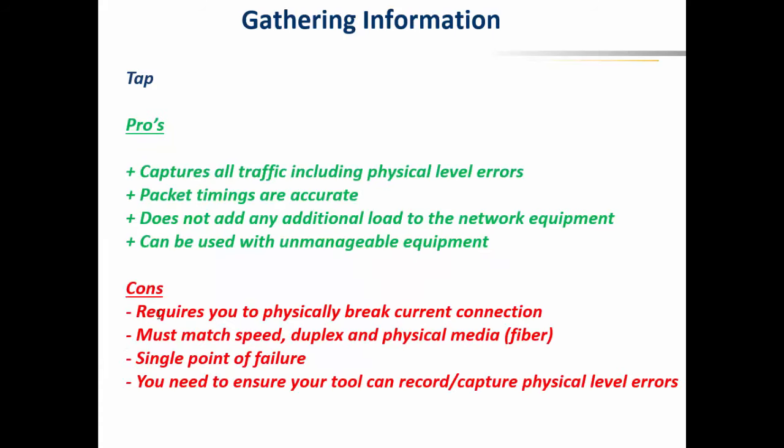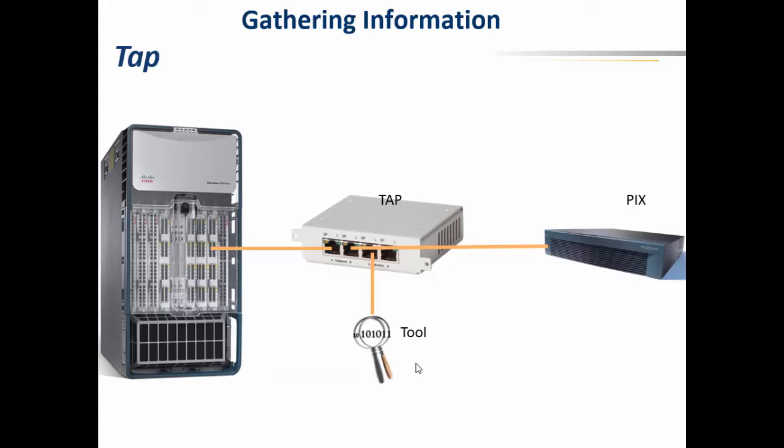On the negative side, it requires you to physically break that connection, which in some cases might not happen right away. You might have to schedule that during a maintenance window. You have to make sure you match speed, duplex, and physical media, and that's a big deal with fiber especially. And now you have a single point of failure. So if something should happen to that box, then there is the possibility that things may not work. You need to ensure your tool can record and capture physical level errors. So whatever tool you pick, you've got to make sure it can see physical level errors if they were there.